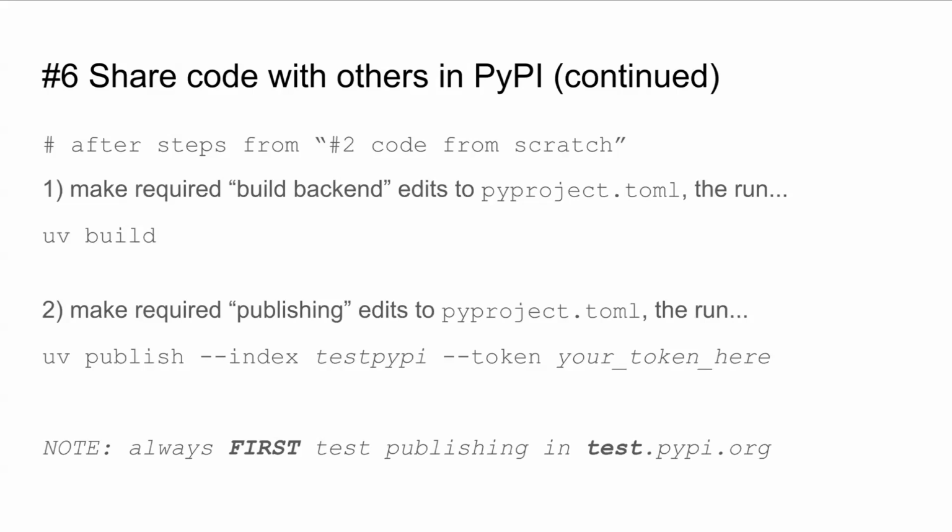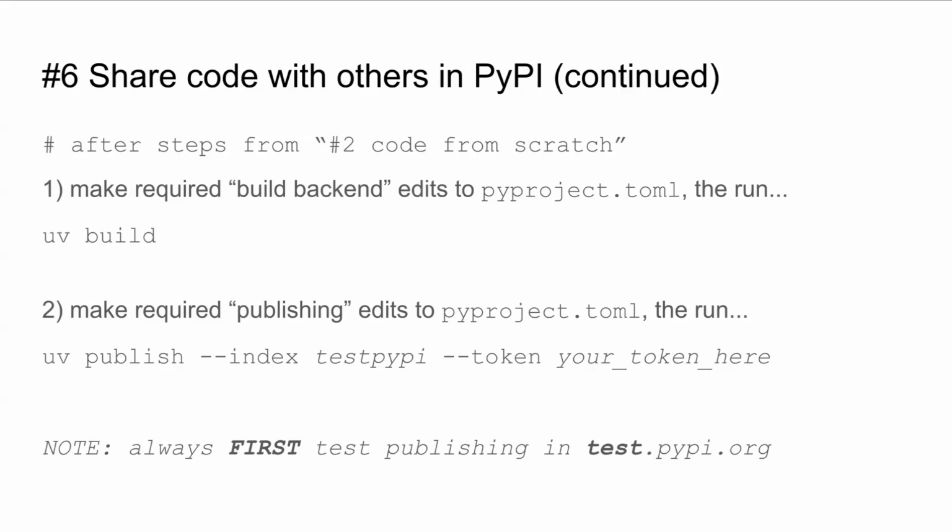now it gets a bit more complicated, but just to make you aware, you have to make some changes in pyproject.toml for setting up what's called the build backend, and that should be a whole presentation of what that means. And then you can do uv build. And then you have to go back to pyproject.toml and set up the publishing side of it.